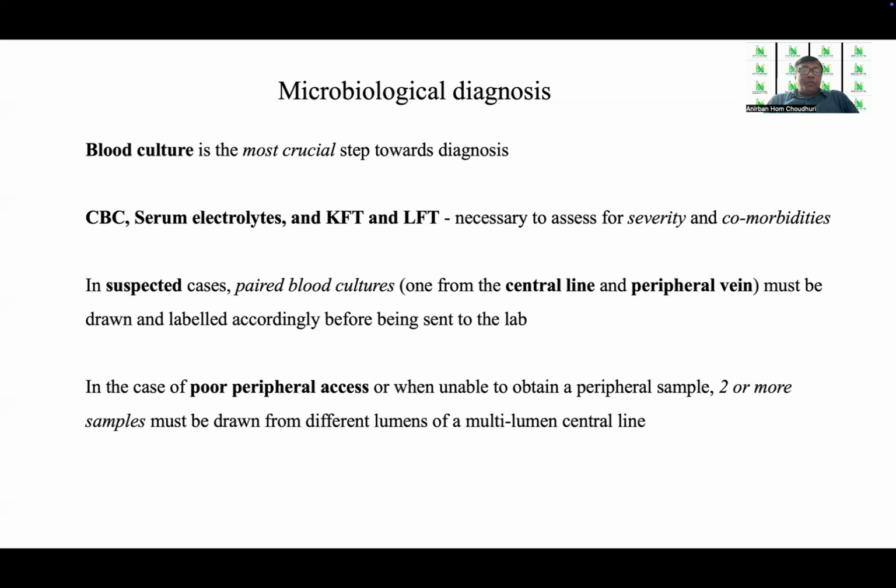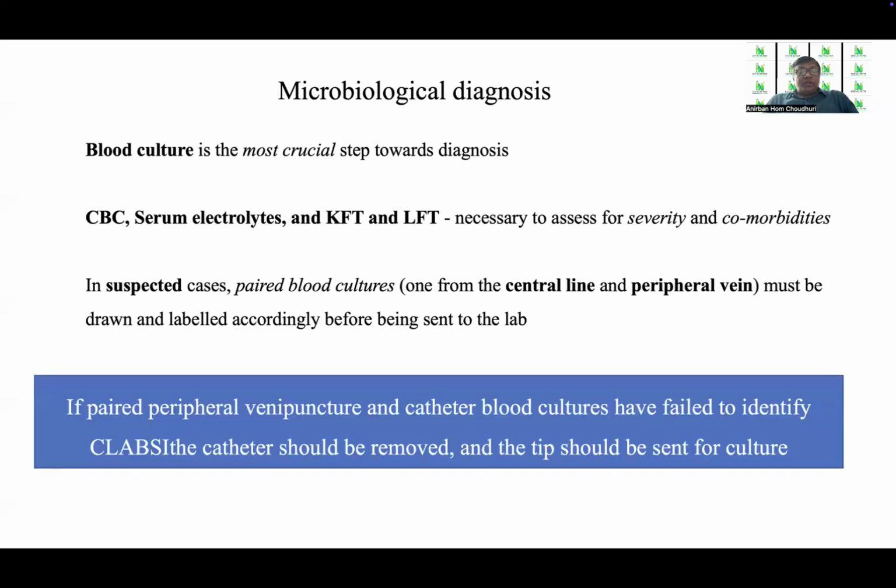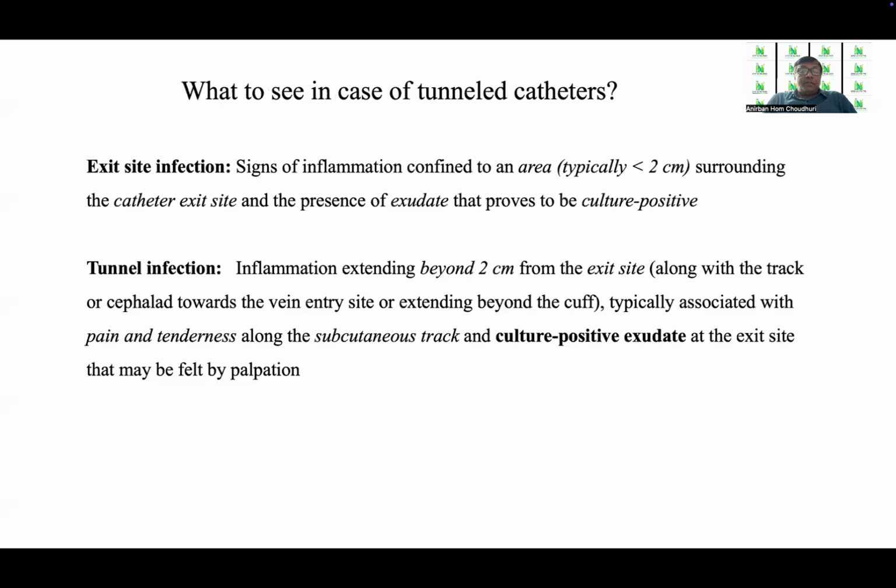In case of poor peripheral access, or when unable to obtain a peripheral sample, two or more samples must be drawn from the different lumens of a multiple lumen central line. So if paired blood culture is there, and the peripheral vein puncture and catheter blood cultures have failed to identify the CLABSI, the catheter should be removed and the tip should be sent for culture.